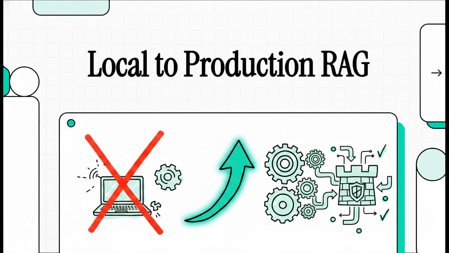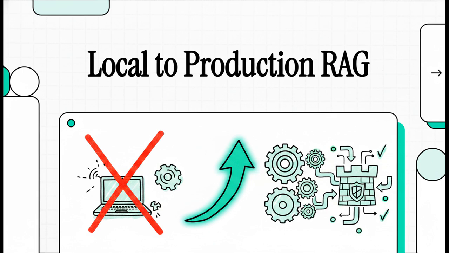We're tackling one of the most exciting, yet honestly, notoriously frustrating challenges in AI engineering right now. And that is moving Retrieval Augmented Generation, or RAG, from a fragile little local script that works perfectly on your laptop to a robust, bulletproof production app.